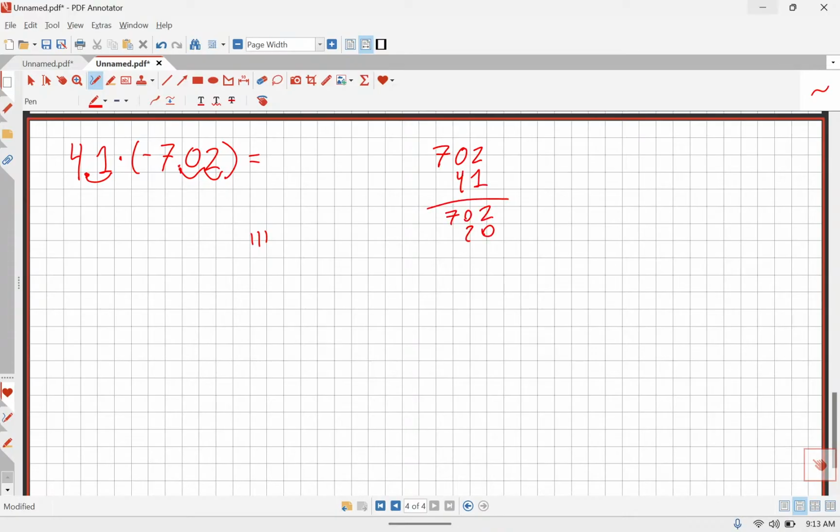207, 0, 8, 0, 28. 28782. Take the decimal, 1, 2, 3. Crew, should that answer be positive or negative? Should be negative because I did a positive times a negative. That gives me a negative. Beautiful.